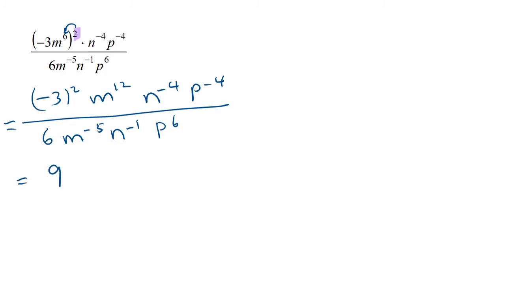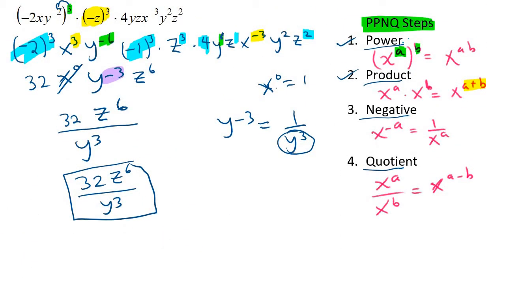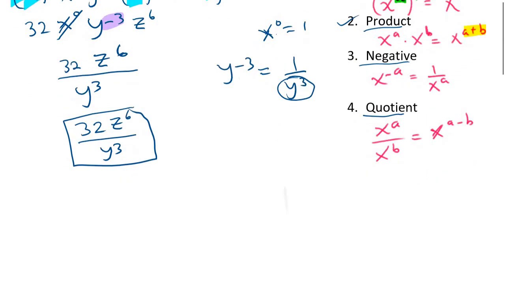Now, there is nothing to apply the power product with at the top, because you have only one m with a single base, an n with a single base, and a p with a single base. The same thing downstairs. So we don't need to do anything with the power yet. Let's just write the 9, and then we can apply the negative now. So let's follow the process. There was no need to do product, so we're going to do the negative exponent.